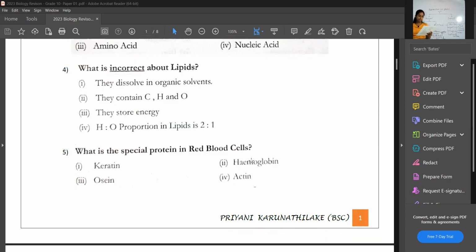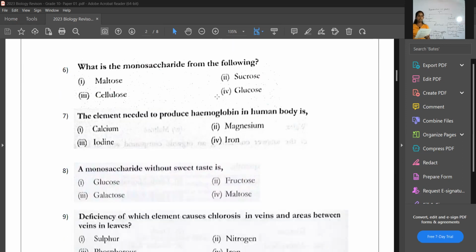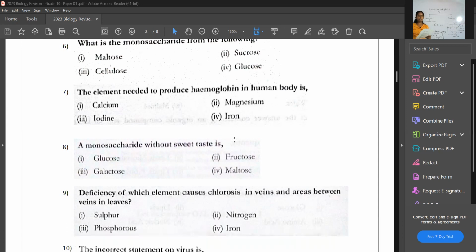Fifth one, what is the special protein in red blood cells? Hemoglobin. Normally it should be globin. The protein should be globin. When it combined with the iron part heme, we name it as hemoglobin, right? Sixth one, what is the monosaccharide from the following? It should be glucose. Glucose is the monosaccharide, right? The seventh one, the element needed to produce hemoglobin is iron. Fourth answer, it should be iron, right?